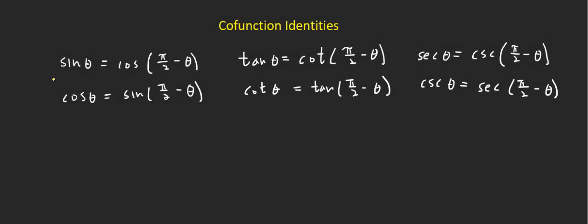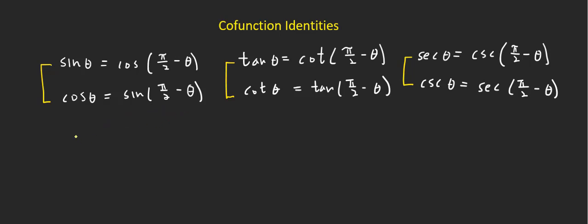In this video, we'd like to look at cofunction identities. We have 6 identities, but I want you to notice the relationship between sine theta and cosine theta, tangent theta and cotangent theta, secant theta and cosecant theta. For example, it says sine theta is cosine of pi over 2 minus theta, and cosine theta is sine of pi over 2 minus theta.